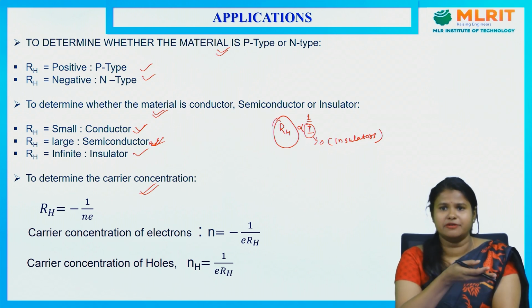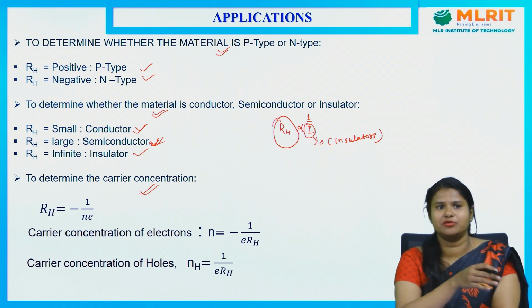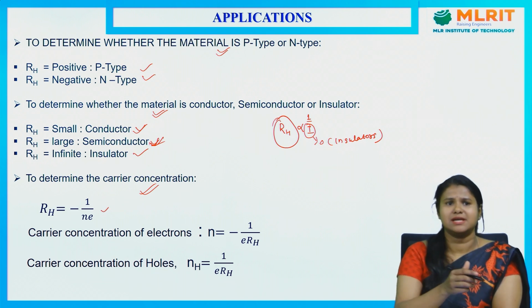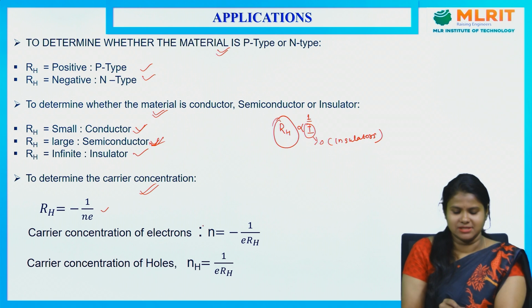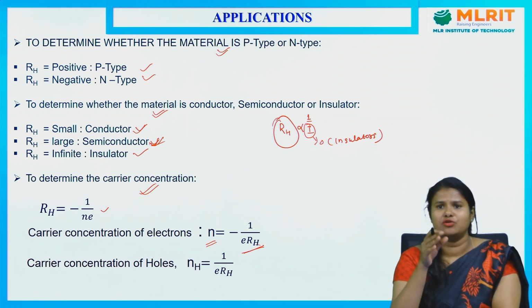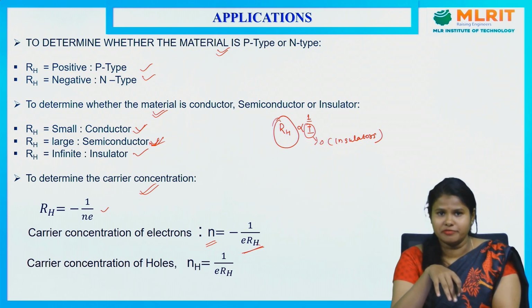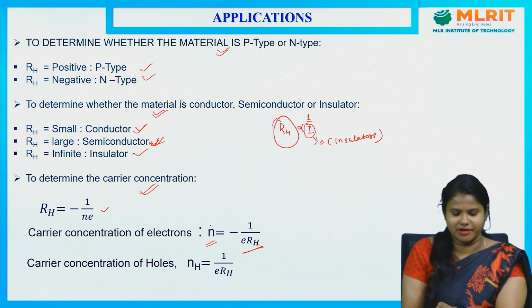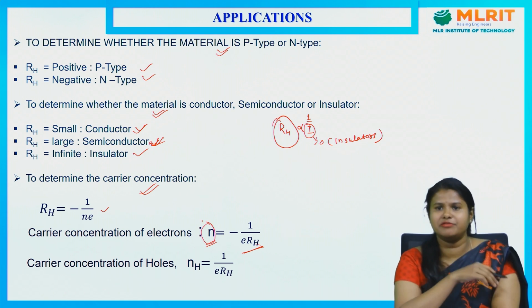From the definition of the Hall coefficient, we know that RH is equal to minus 1 over Ne, where N is the number density. We can express this number density N as minus 1 over e into RH. If we know the value of the Hall coefficient, since the charge of the electron we already know, we can find the number density of electrons.